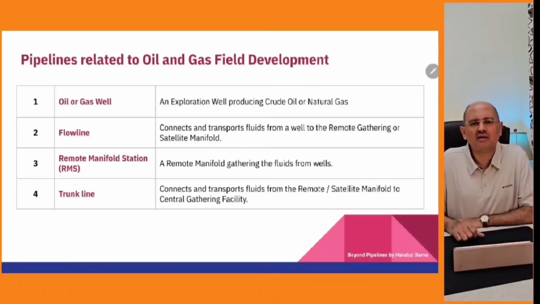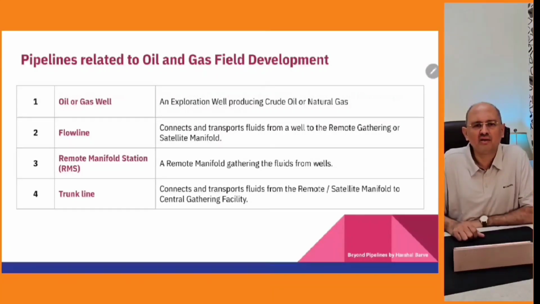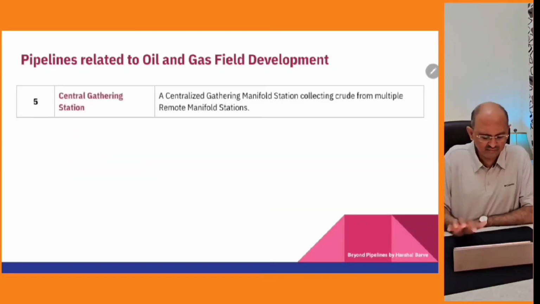Then there will be a trunk line, which is connecting the bulk of the fluids coming from the 8 to 10 wells connected to the remote manifold station, taken together in a trunk line to either the central processing facility, or if the area of the field is not much and the number of wells is less, then it will be connecting directly to the main processing facility. So this is called the trunk line, which is going to have the fluid collected together from multiple wells surrounded by the manifold.